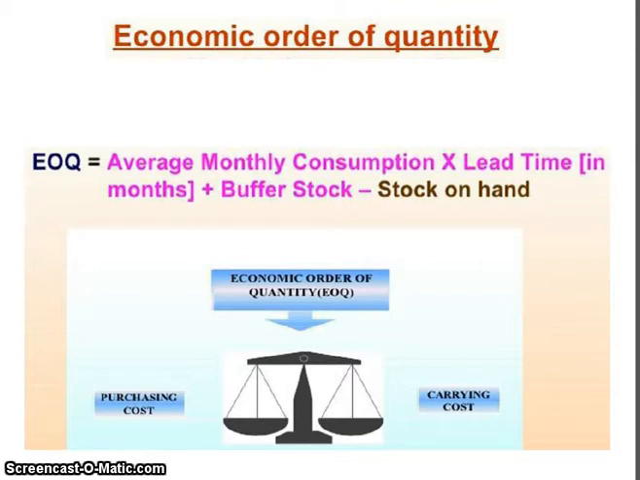These two values must be multiplied, and to that value you have to add the buffer stock. Buffer stock is a safety stock that is to be maintained to avoid stock out. So this value must be added, then minus stock on hand. You already have an inventory that has been used for various purposes, and the remaining stock on hand must be deducted. So you will get the economic order quantity.